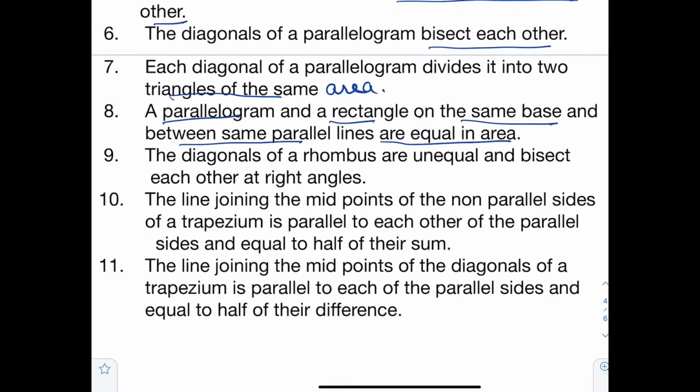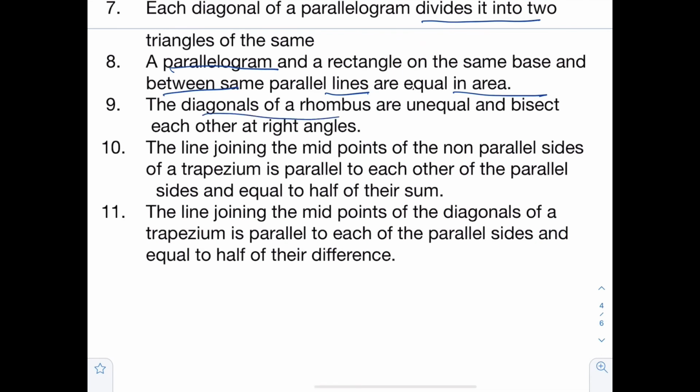Ninth, the diagonals of a rhombus are unequal and bisect each other at right angles. 10th, the line joining the midpoints of the non-parallel sides of a trapezium is parallel to each of the parallel sides and equal to half of their sum. 11th, the line joining the midpoints of the diagonals of a trapezium is parallel to each of the parallel sides and equal to half of their difference.